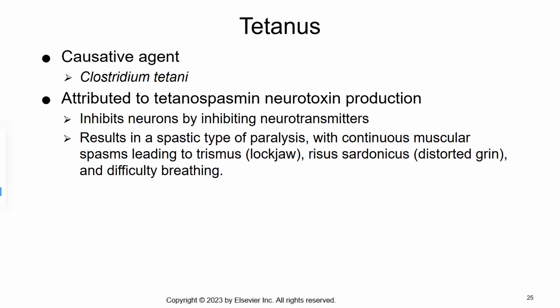Tetanus. The causative agent is Clostridium tetani, attributed to tetanospasmin neurotoxin production. It inhibits neurons by inhibiting neurotransmitters. It results in a spastic type of paralysis, with continuous muscle spasms leading to trismus or lockjaw, risus sardonicus, a distorted grin, and difficulty breathing. It can cause the muscles to contract so much that you can actually break your jaw. It will cause your back to arch and you can break your back. It can cause constriction of the muscles that are involved in breathing and prevent you from being able to breathe.